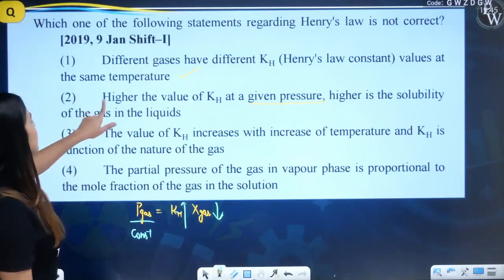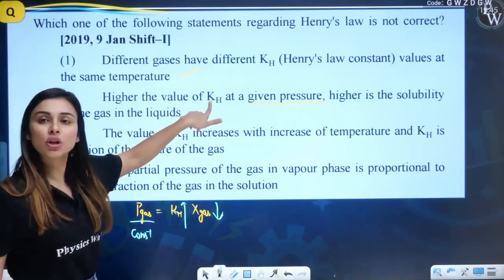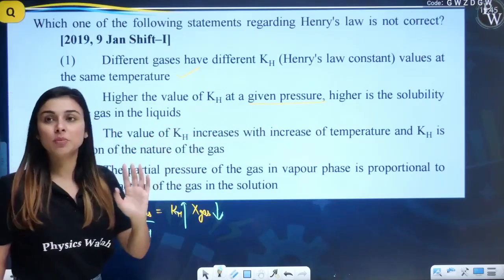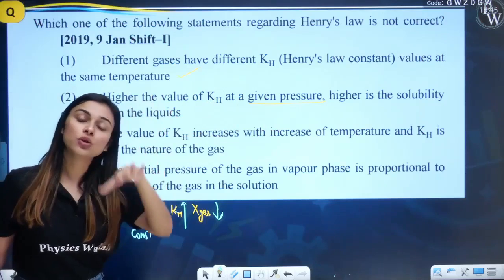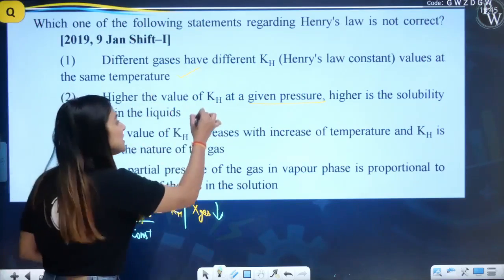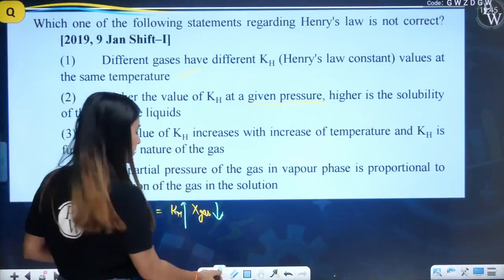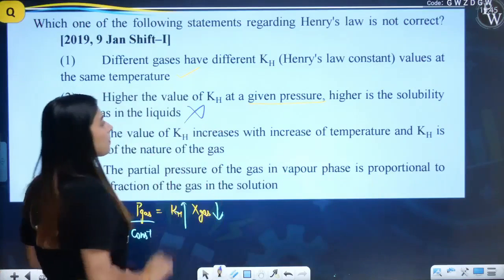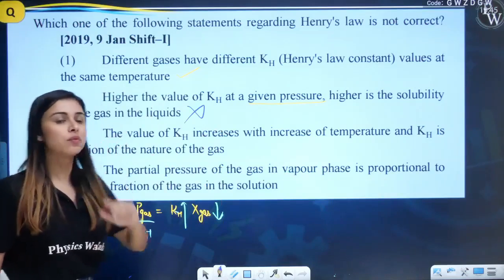Yes, ma'am. And it says that higher the value of KH, higher is the solubility. No, higher the KH value, lesser is the solubility. This means that this statement is wrong. Clear? Perfect. Let's move to the third.